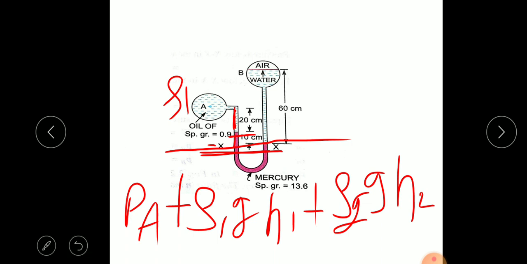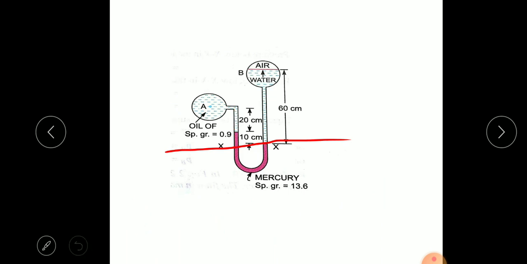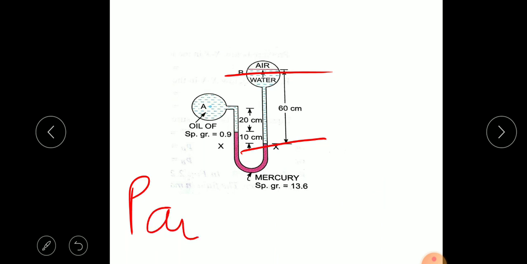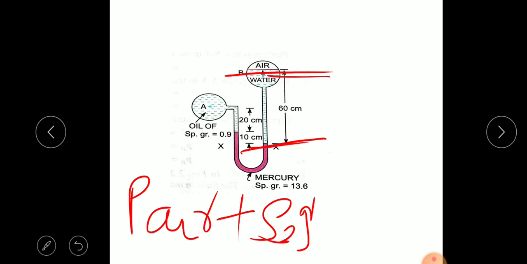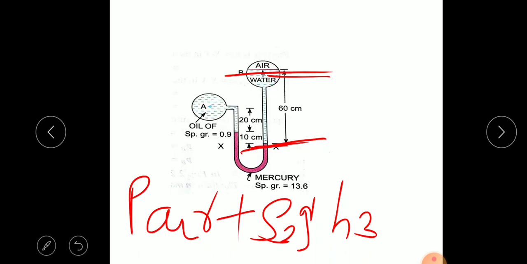On the right side there is only the second fluid, water, and the pressure due to the air. So we can write the pressure due to the air on the right side plus the density of the water, suppose rho 3 G, and its height 60 centimeter above mercury, suppose H3. So equating these two equations: on the right limb we have considered rho gh of water plus PB.